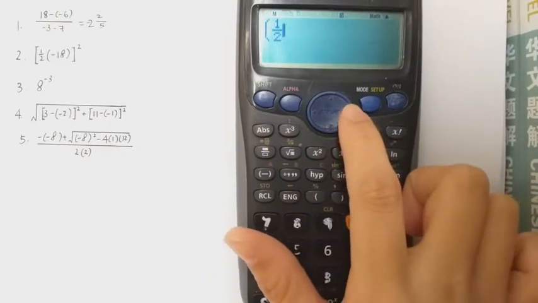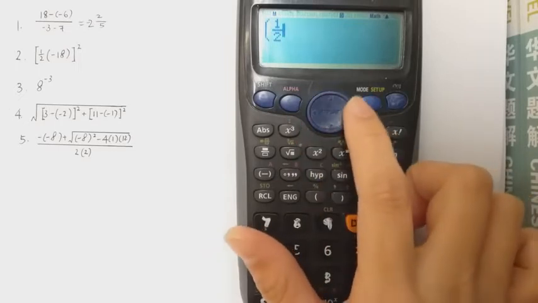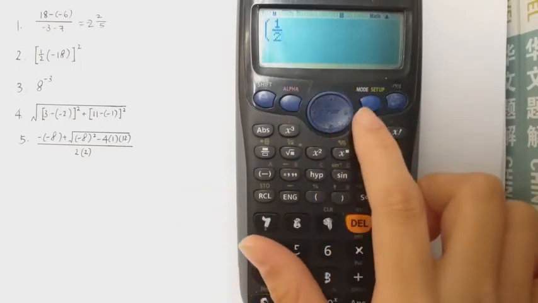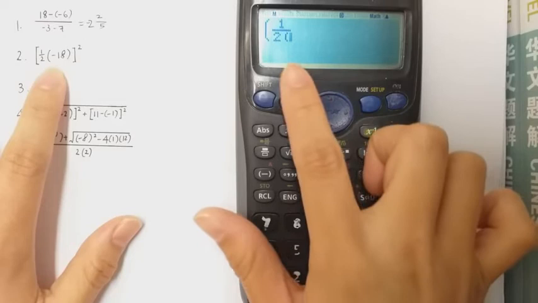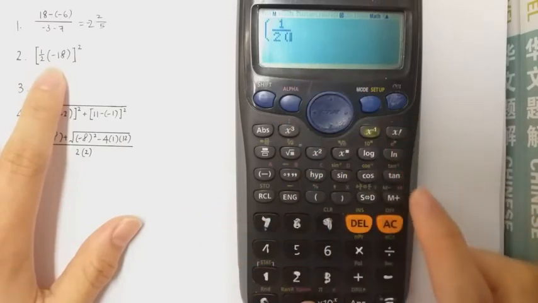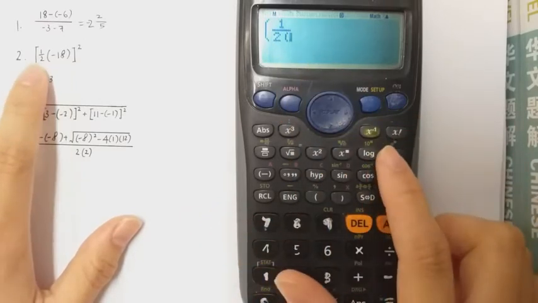Shift your arrow here to the right, make sure your cursor is here. If you do not, and you put a bracket, the next thing is a bracket here. If you put a bracket, the bracket will appear beside the 2, which is not what you want. You want the bracket to be beside half, not 2.